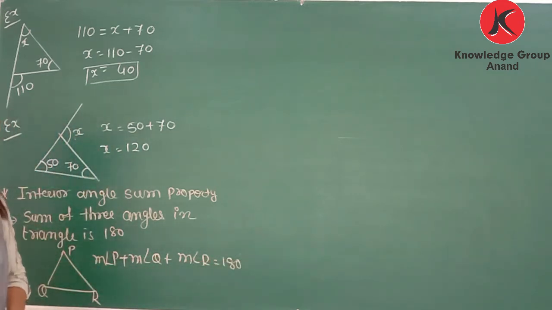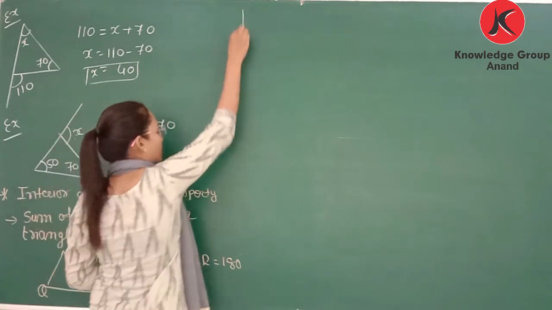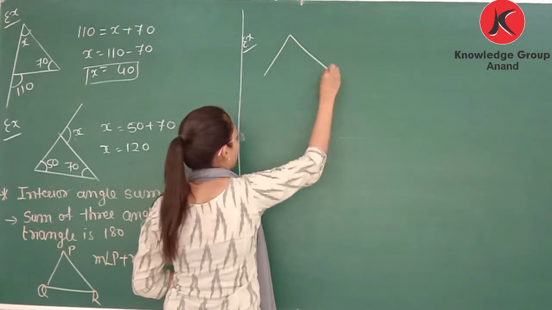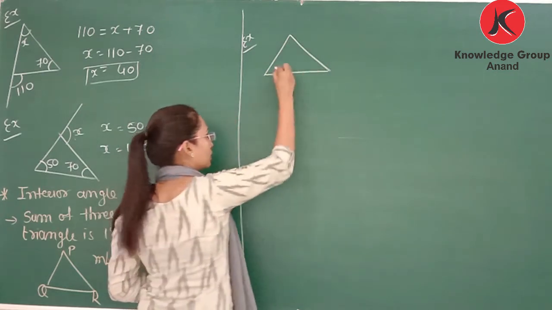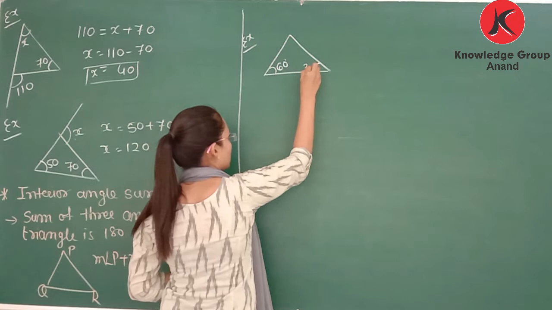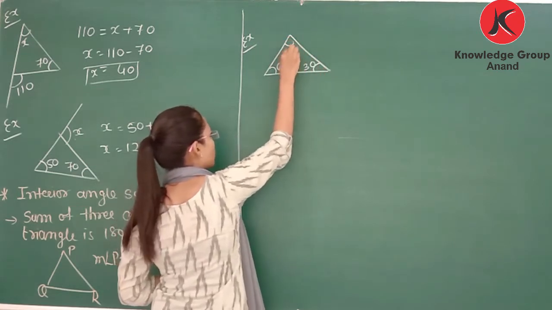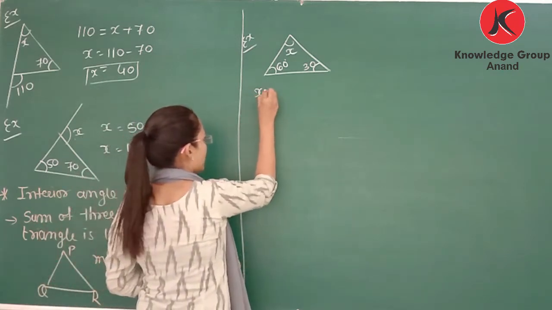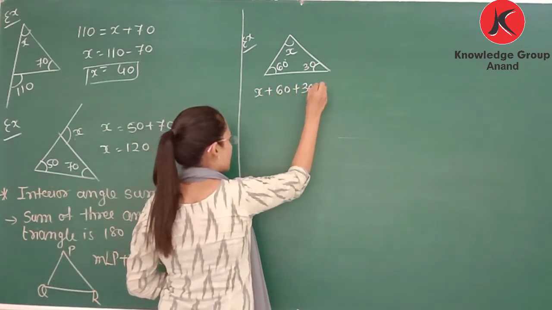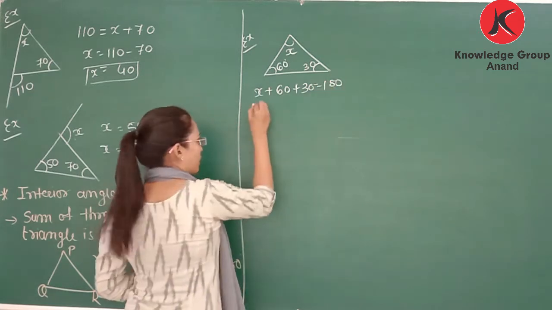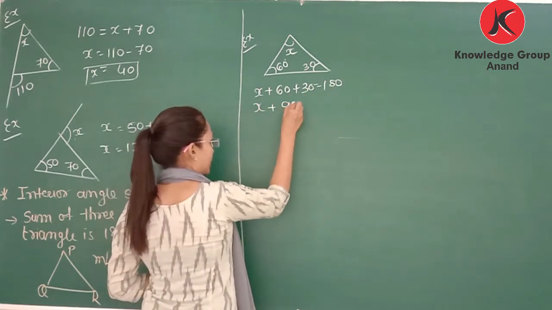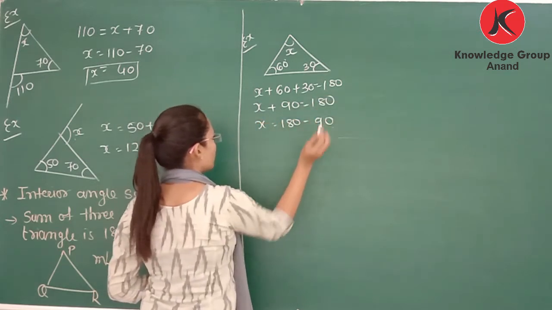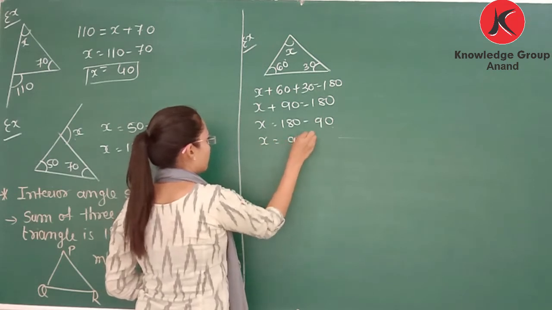Using that, we also solve many examples. Let's take some examples. If we have this figure, 60, 30, and you need to find this angle. Let's give the name X. So using interior angle sum property, we can write X plus 60 plus 30 is equal to 180. X plus 90 is equal to 180. So X is equal to 180 minus 90. So X is equal to 90.